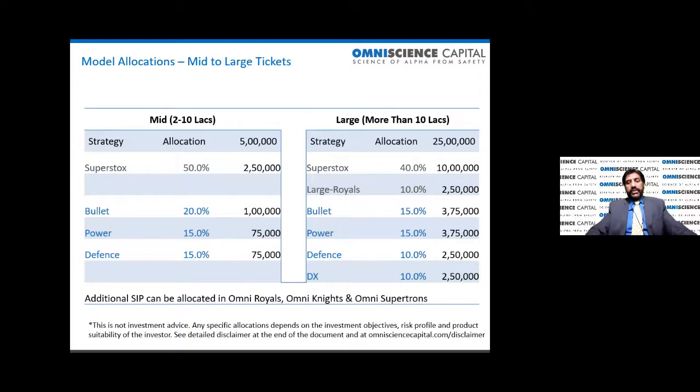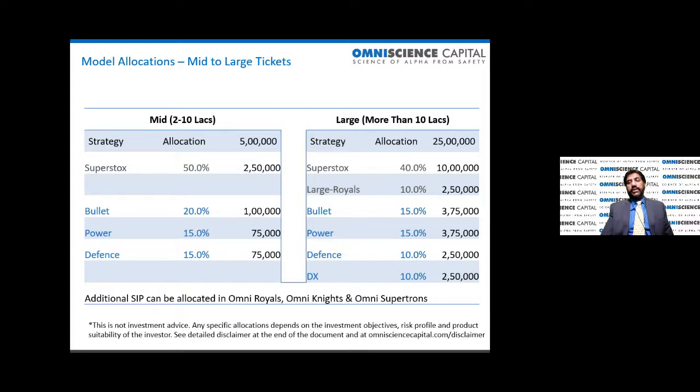So for mid to large ticket sizes, this is how allocation can be proposed. Someone between 2 to 10 lakhs mid ticket size, maybe they want to allocate 5 lakh rupees. So 2.5 lakhs would go to super stocks on the core portfolio, and 1 lakh in Omni Bullet Train, 75,000 into power, and 75,000 into Omni Defense. Of course, they can add an SIP as well.